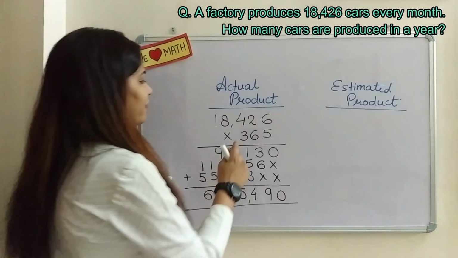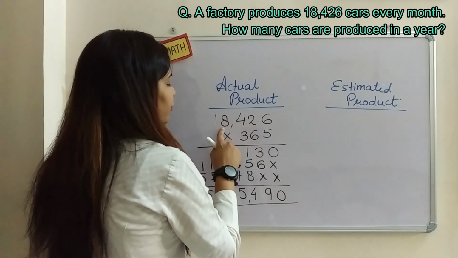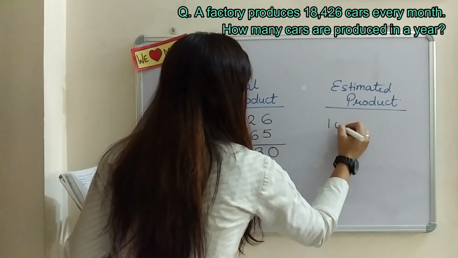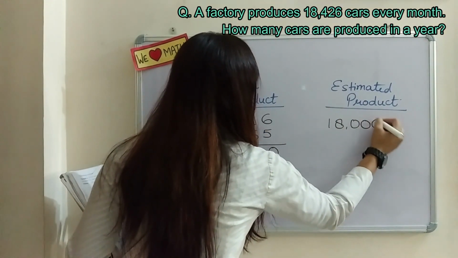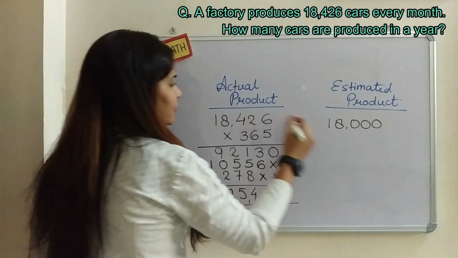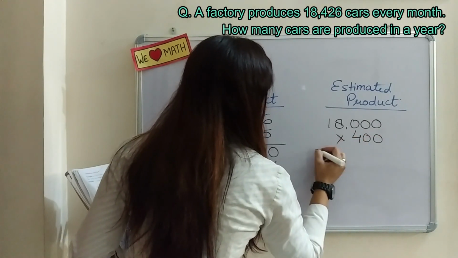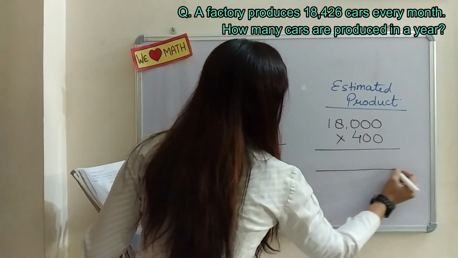See how quickly we can do it. It is 4, a weaker number, so it won't push 18, so 18 will remain 18,000 itself. It is a strong number, it will push 3 to the next number, that is 400. And this we can do orally as well. How can we do it, children?